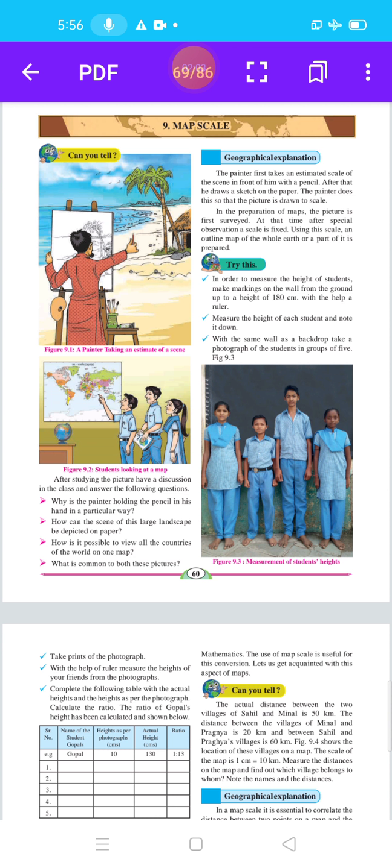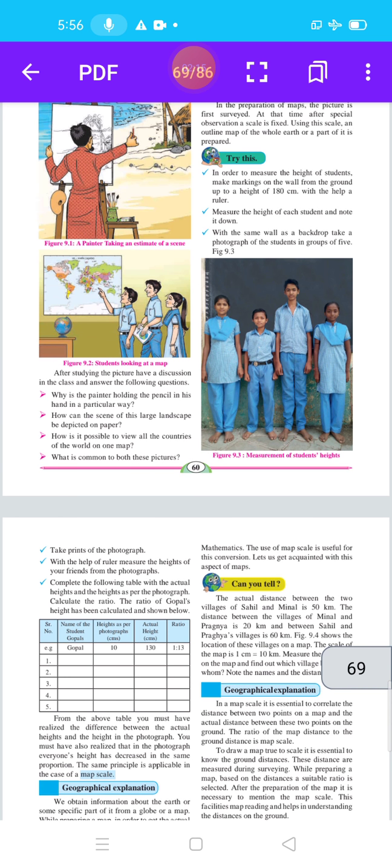Then the second question is, how can the scene of this large landscape be depicted on paper? The answer of this question is, the scene of this large landscape can be depicted on paper by reducing its size. Reducing means decrease. Decrease its size in appropriate proportion or scale.